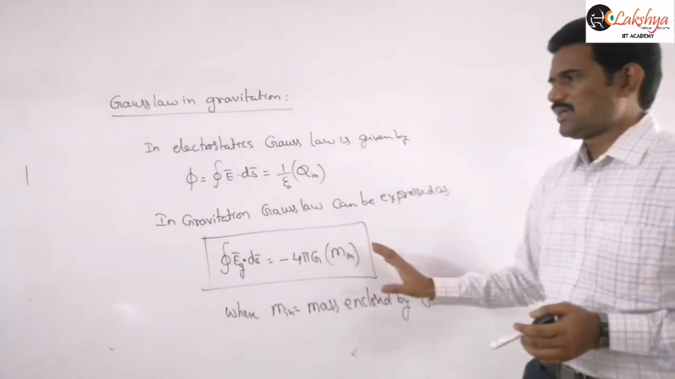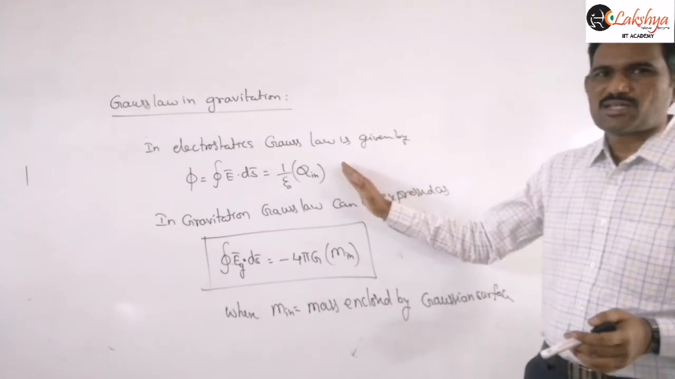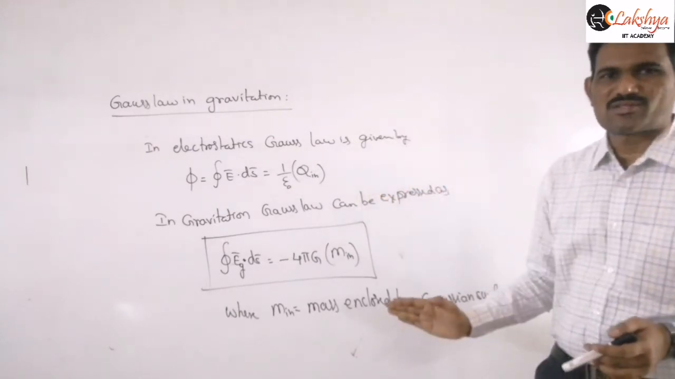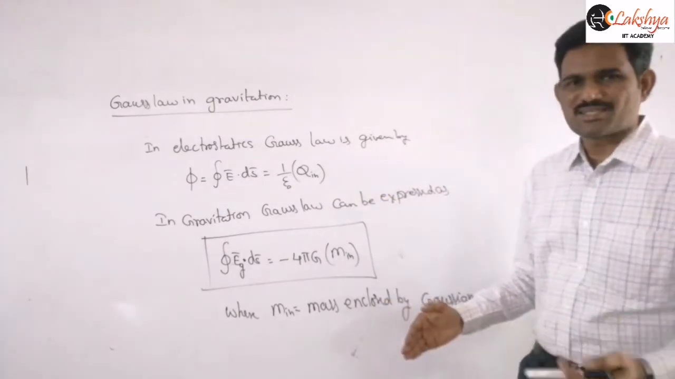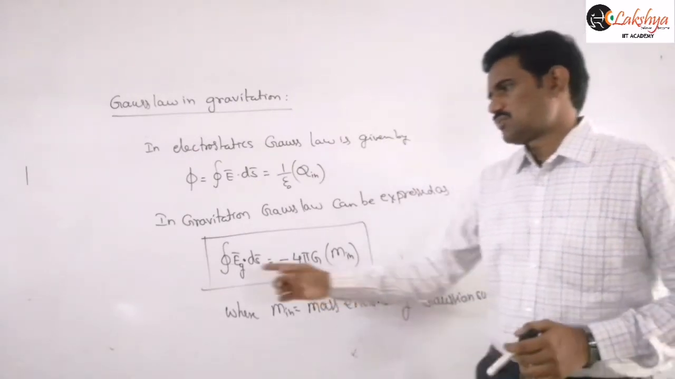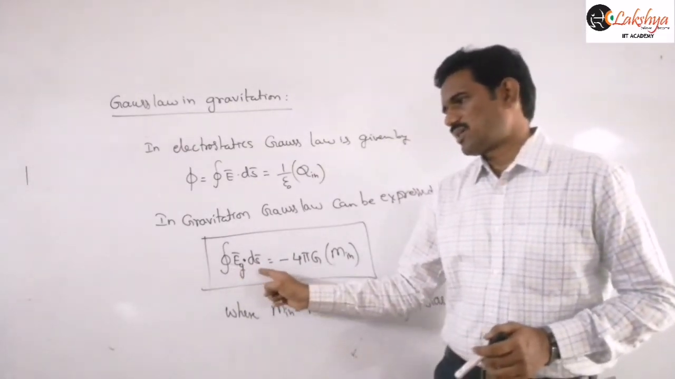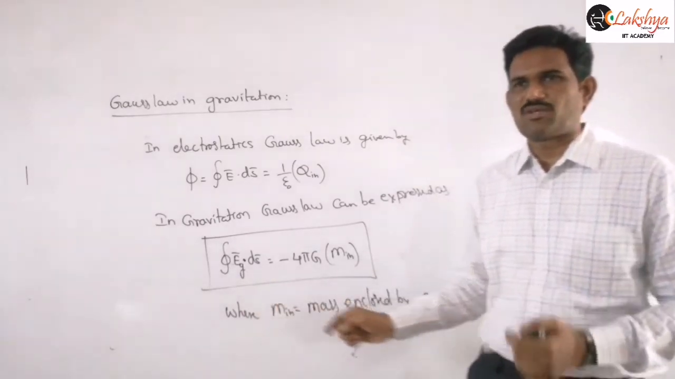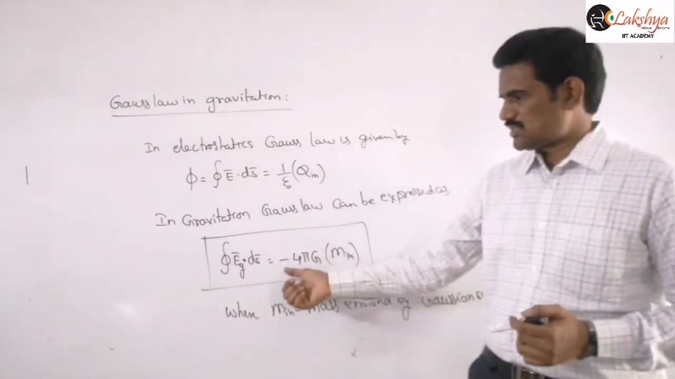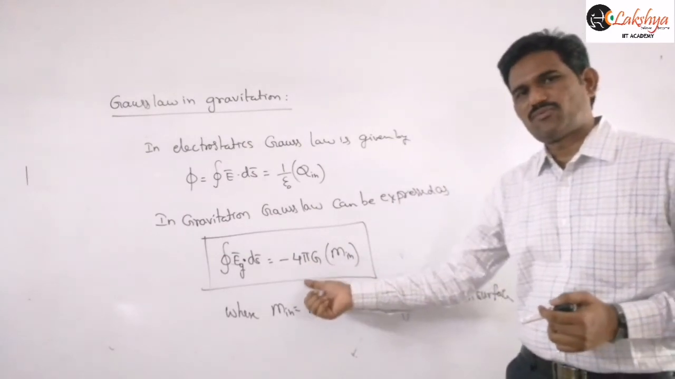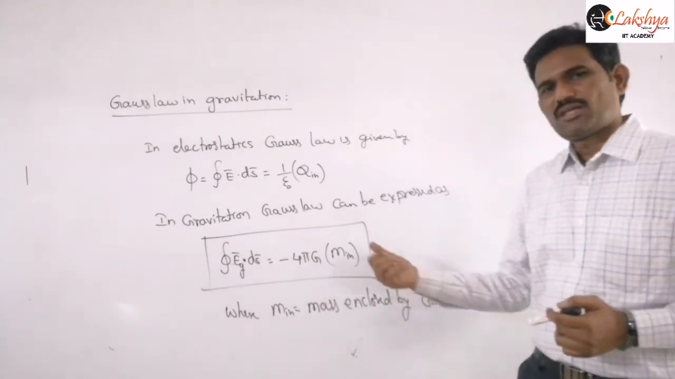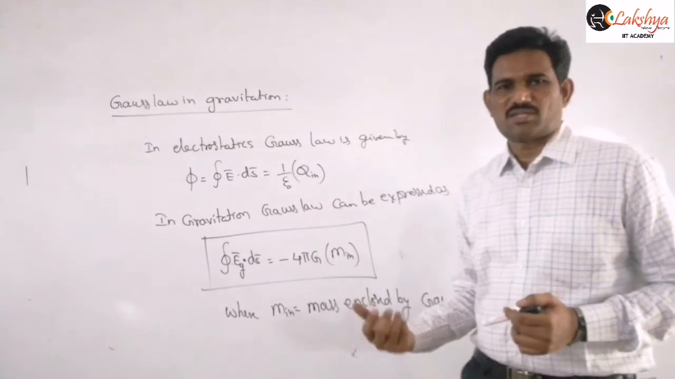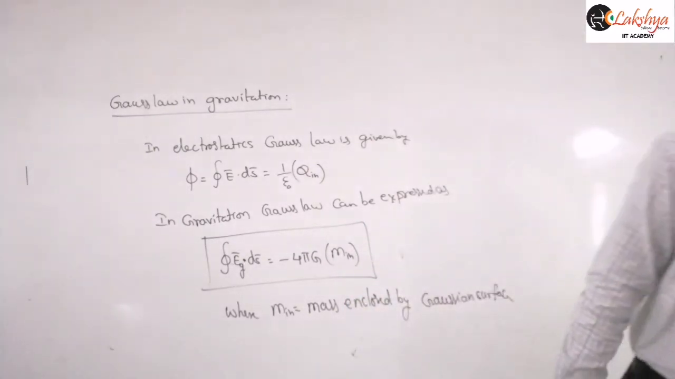This is similar to Gauss law in electrostatics; we can express Gauss law for gravitation like this. Whenever it is required, you can use this. The integral of E bar dot ds bar, where E means Eg, the gravitational field, equals minus 4 pi G into M in. M in, like Q in, is the mass enclosed by the Gaussian surface.